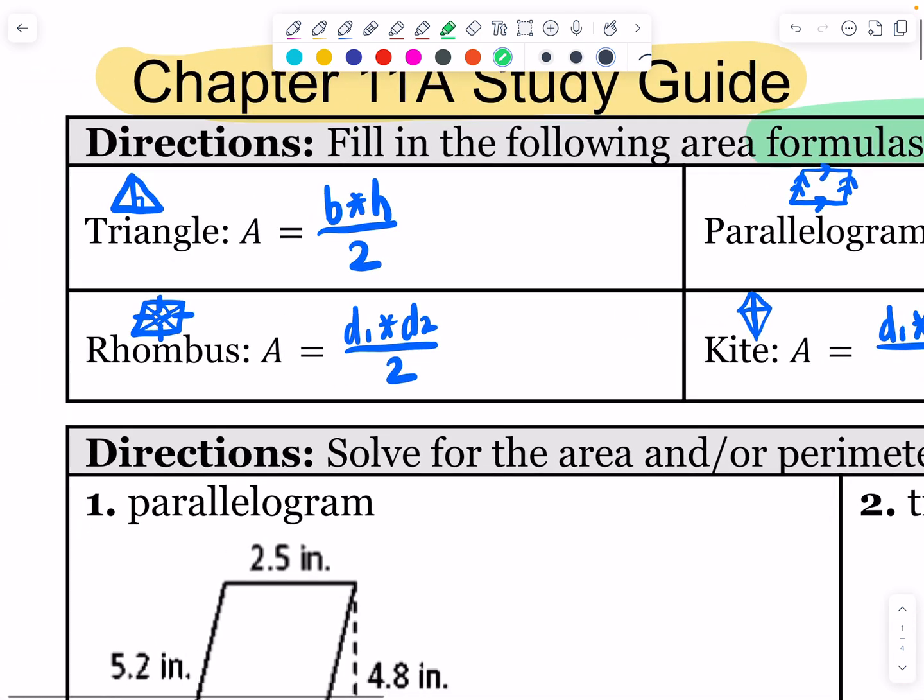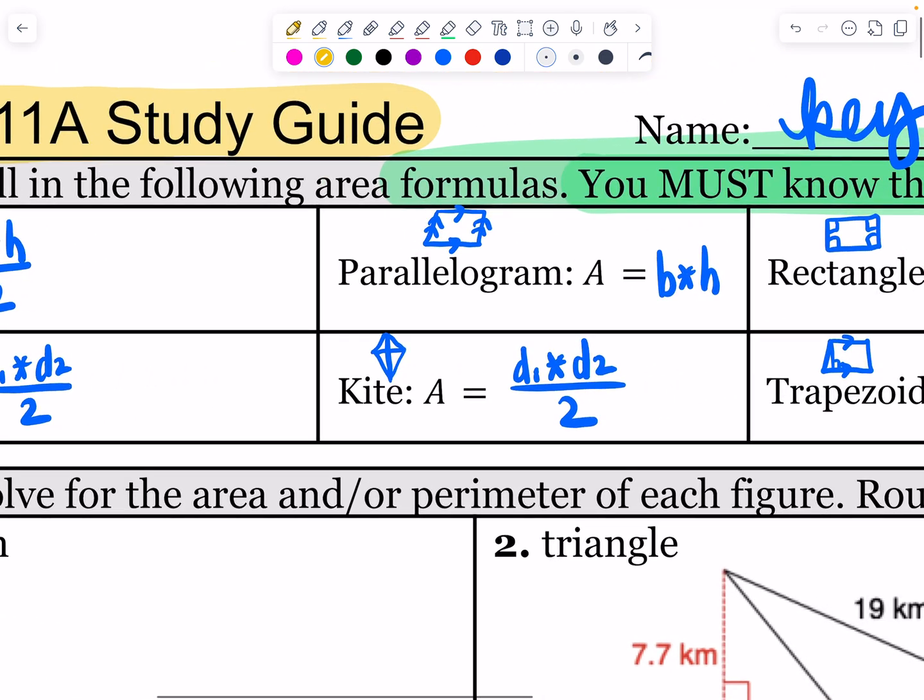For a rhombus, D1 and D2 stand for the diagonals, okay, so those are our diagonals. A diagonal is going to be, there's one of my diagonals, and then here's another diagonal, so I'm going to multiply those together. D1 times D2 divided by 2 for rhombus. Same formula for the area of a kite, D1 times D2 divided by 2.